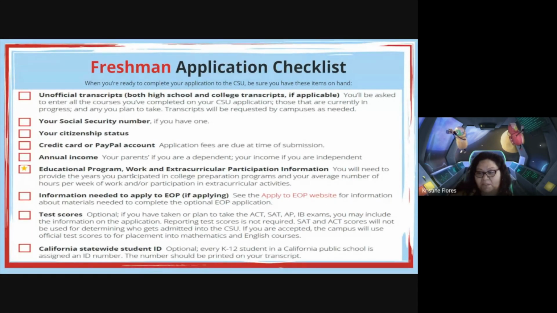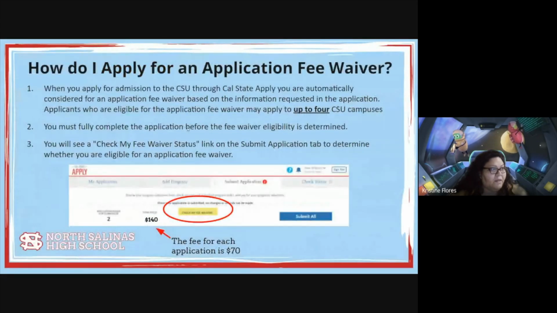So when you go back to this presentation, you can look and say, okay, this is what I have, and this is what I need. Okay. So how do you apply for an application fee waiver? When you apply for an application fee waiver, it's going to ask you for household income and then how many people are in the family, and based on the information you put in there, that's how you're considered for an application fee waiver.